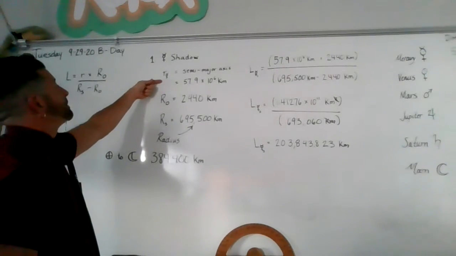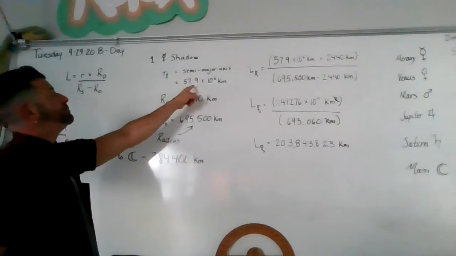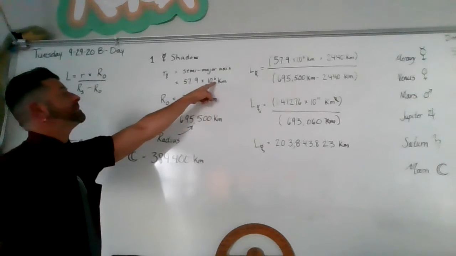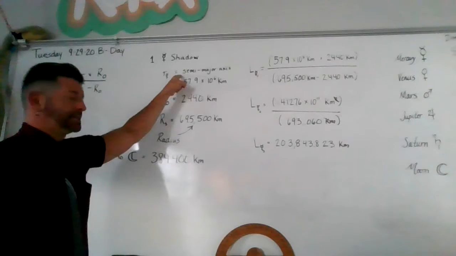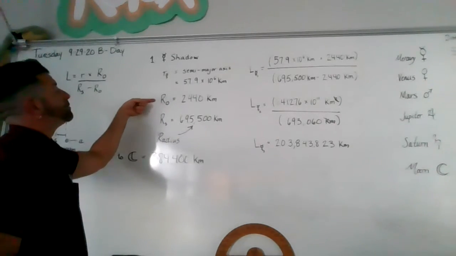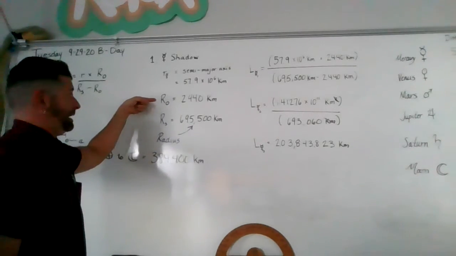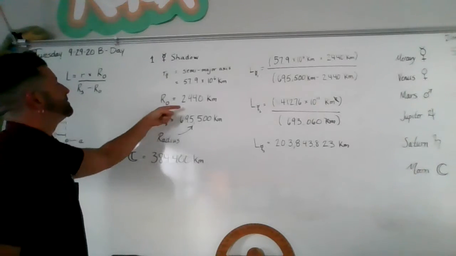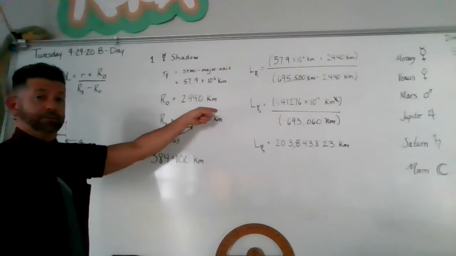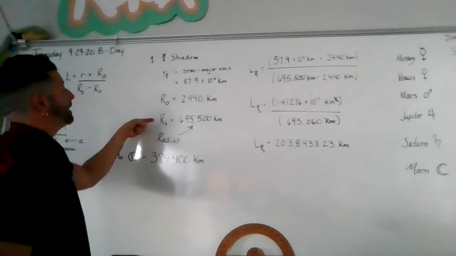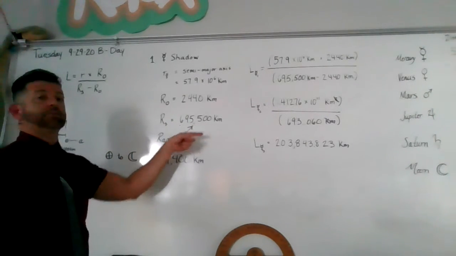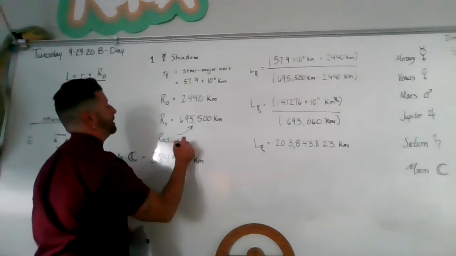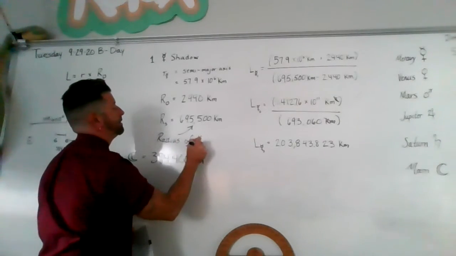And the distance from Mercury to the sun is 57.9 times 10 to the 6 kilometers. That's the semi-major axis, or the average distance. The radius of Mercury, the occluding body, the one casting the shadow, is 2,440 kilometers. And again, the radius of our light source, 695,500 kilometers, the radius of the sun.